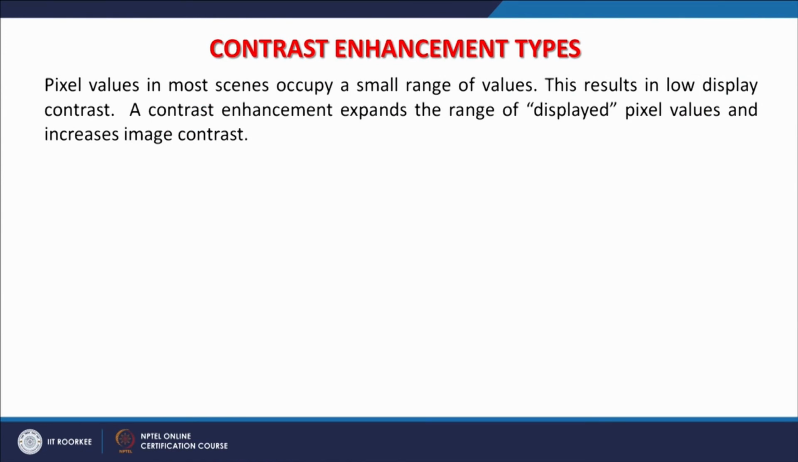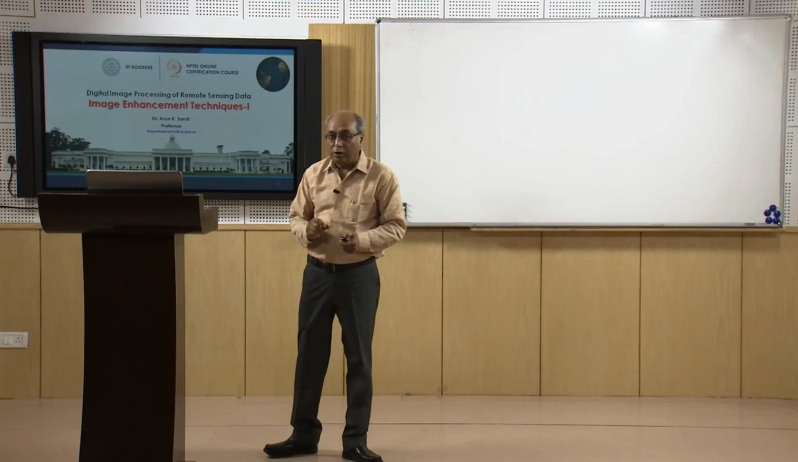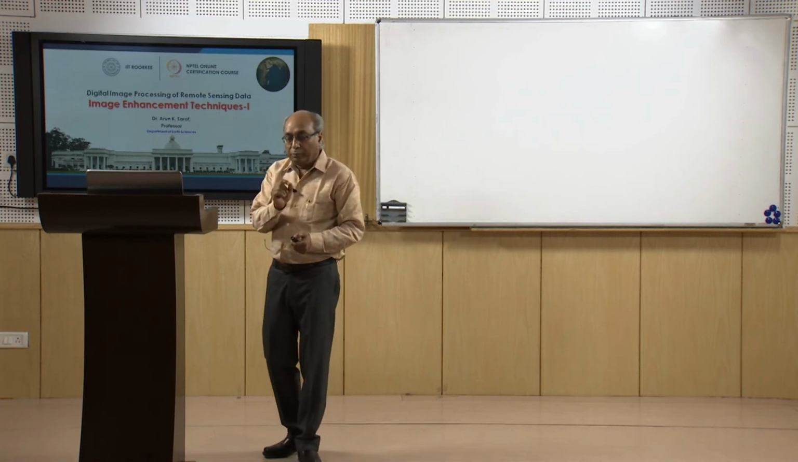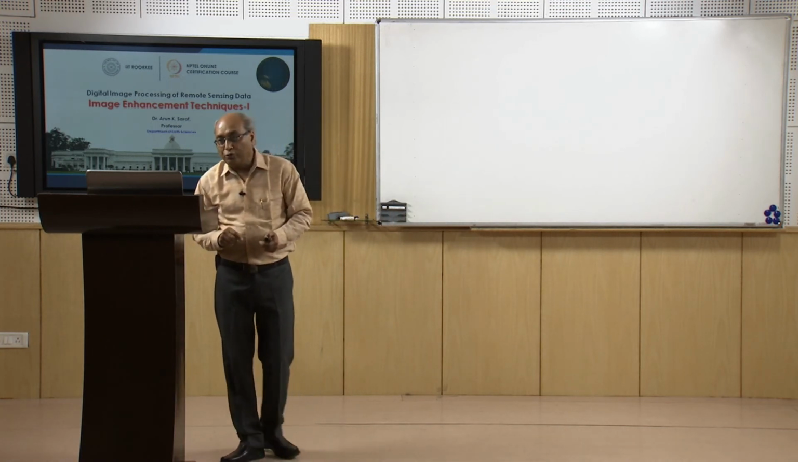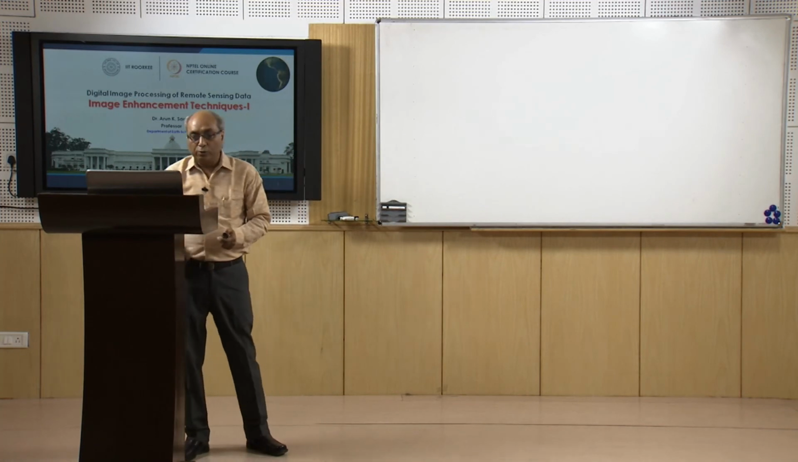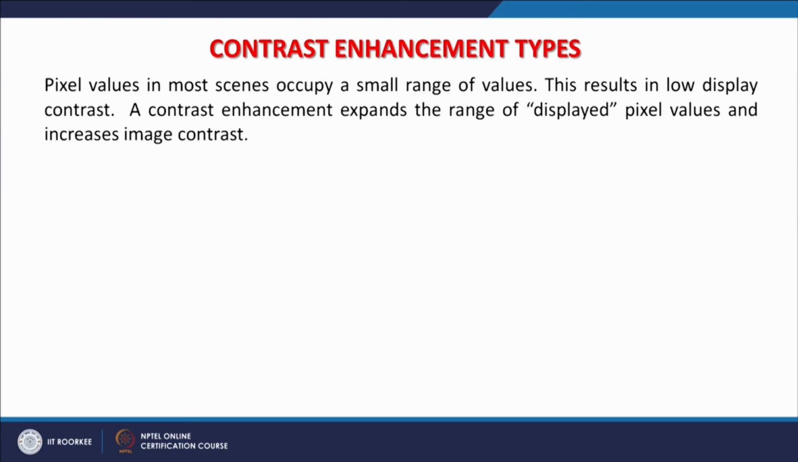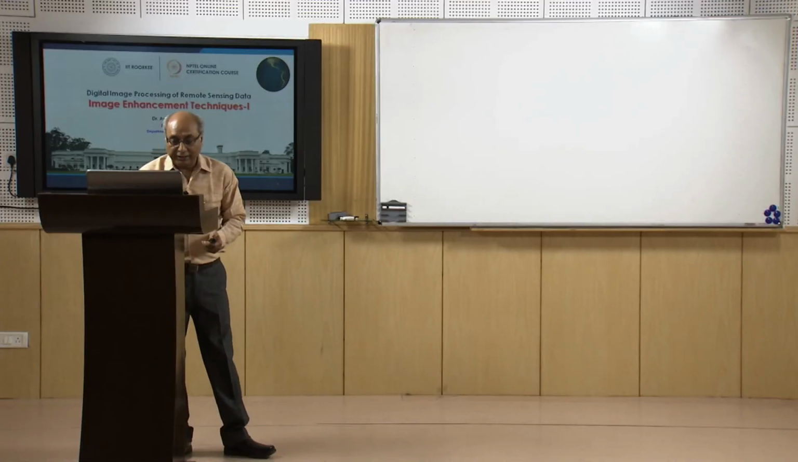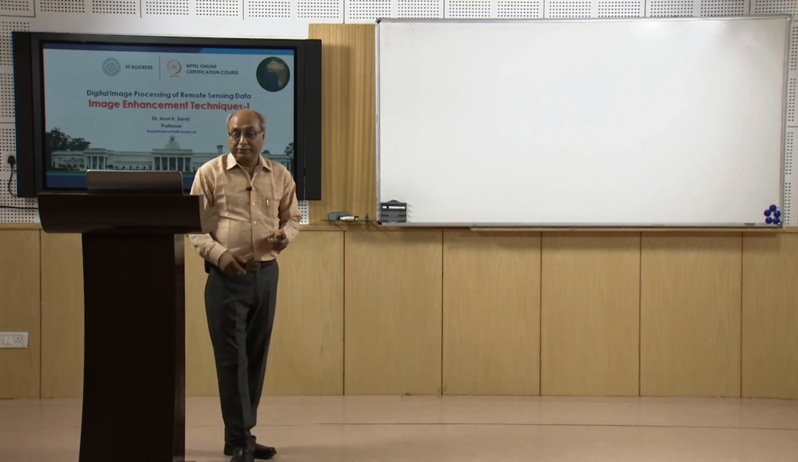There are different types of contrast enhancement, since pixel values in most scenes occupy a small range of values. Raw images generally, if you see the histogram, will occupy a very small part of what is available between 0 to 255, and this results in low display contrast. A contrast enhancement, as mentioned, expands the range of displayed pixel values, not the original ones, but the displayed pixel values through the LUT, which we have discussed in previous lectures, and increases the image contrast.